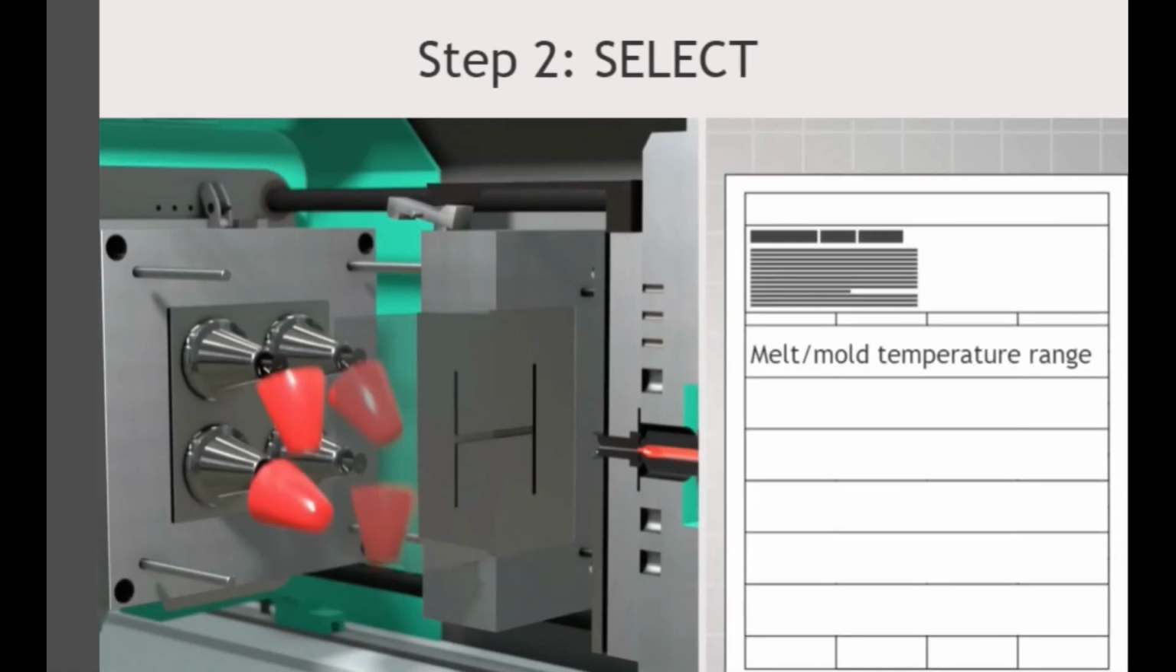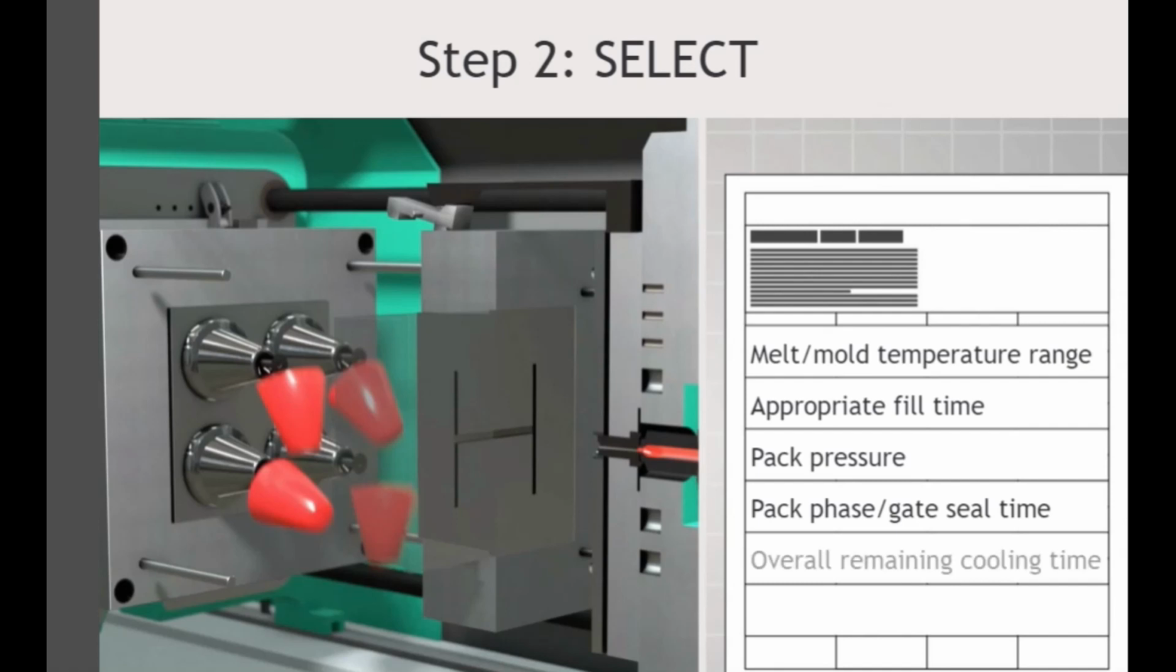Factors to be studied include melt and mold temperature ranges, the most appropriate fill time, pack pressure and optimizing the times for the packing phase and the gate sealing, overall remain cooling time, and cycle time.